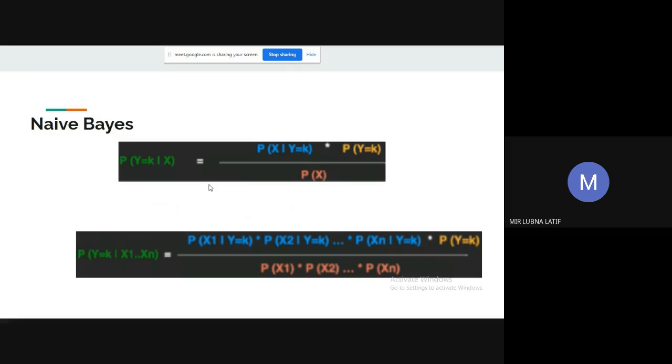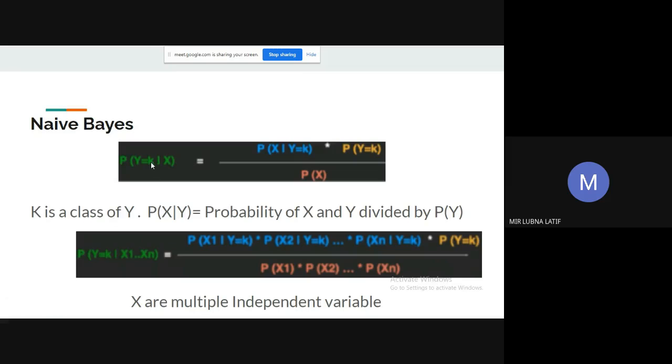Naive Bayes. What is naive Bayes? Naive Bayes is a classifier which is a combination of two conditional rules, one here and another one here. The formula is: probability of y given x is equal to probability of x given y times the probability of y, divided by probability of x, where k is the class of y. The probability of x given y is defined as probability of x and y divided by probability of y. And after that, we'll go for the rest of this process.